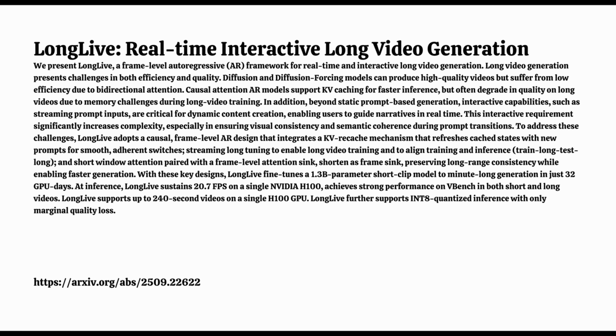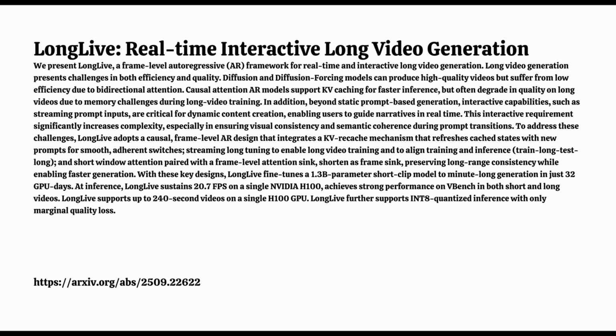The KV-recache for smooth interaction, the streaming long tuning for robustness, and that frame sync short window combo for efficient, consistent long generation. It really feels like a complete system when you step back and think about fine-tuning a large 1.3 billion parameter model to generate reliably for 4 minutes, and doing it by making the training process mirror that long inference. That's quite an engineering achievement. It is. It required tackling multiple bottlenecks simultaneously. Yeah, it wasn't just one trick.